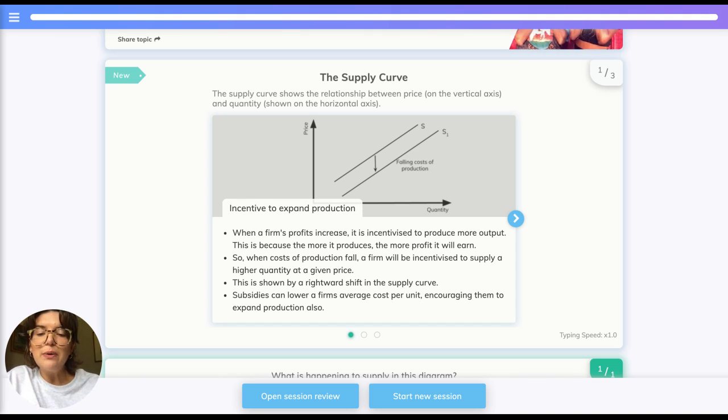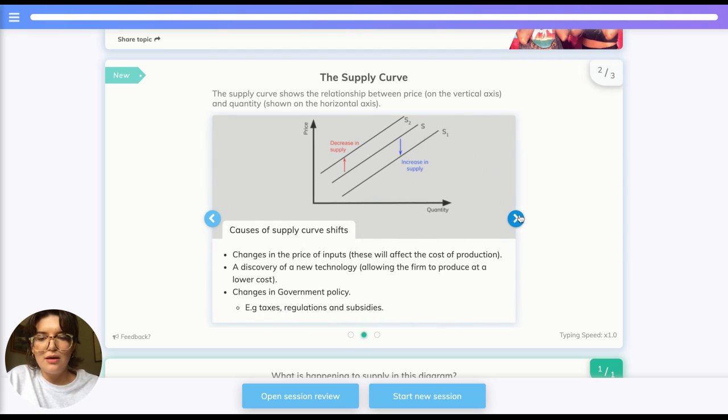Subsidies, for example, could lower a firm's average cost per unit and thus encourage them to expand production as well. So, what causes a supply curve shift? The supply curve shift could be caused by changes in the price of inputs, which is known as the cost of production, a discovery of a new technology, which allows the firm to produce at a lower cost, or changes in government policy. For example, the introduction of an indirect tax might shift the supply curve to the left. However, the implementation of a subsidy might shift it to the right.